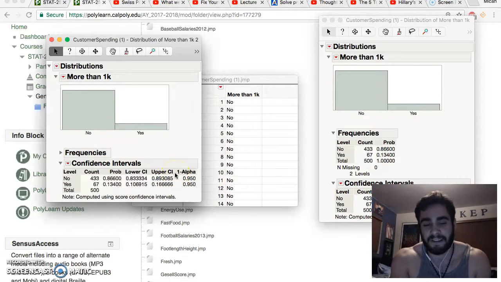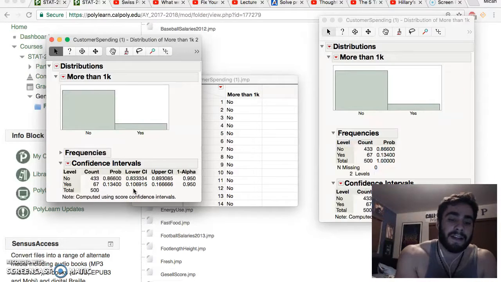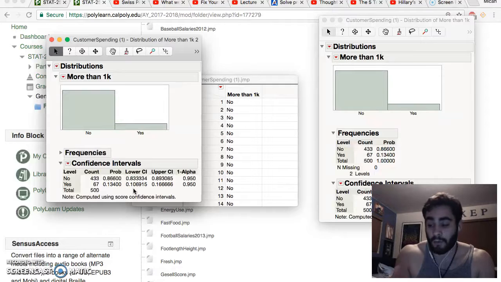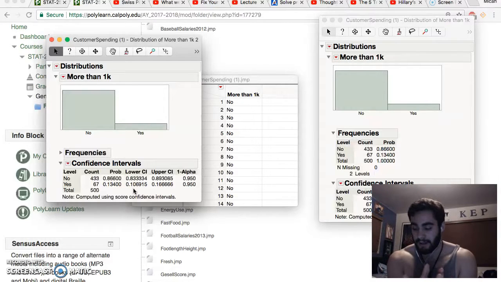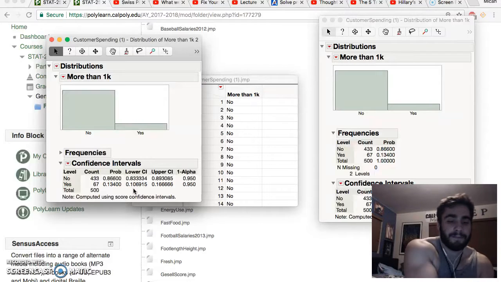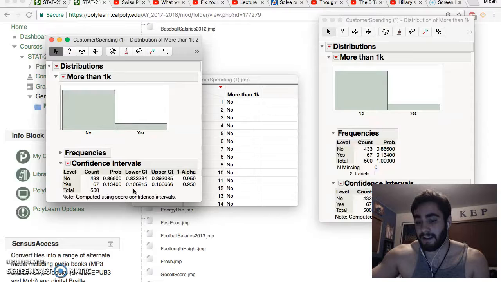The CI stands for confidence interval, and for yes we have 0.106 for the lower, and for the upper we have 0.166. So what that means is we are 95% confident that the true proportion of customers who spend over 1,000 is somewhere between 10.6% and 16.6%.